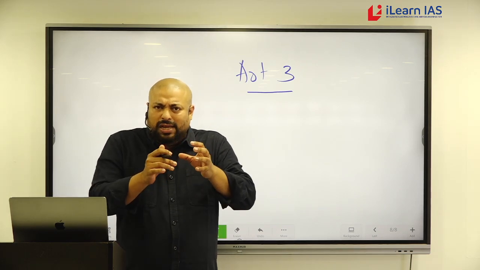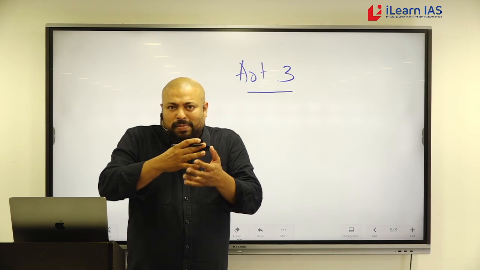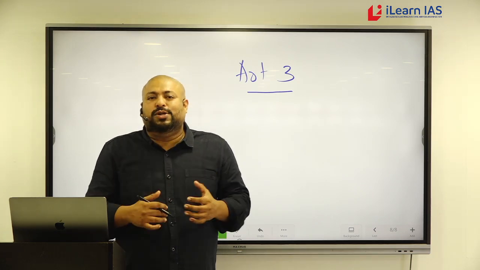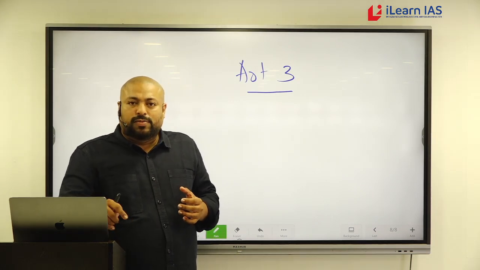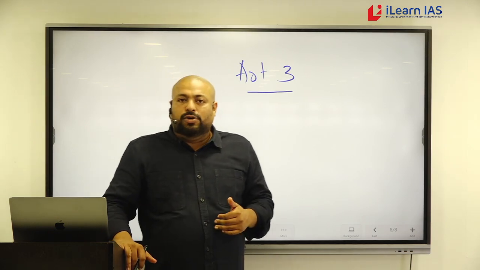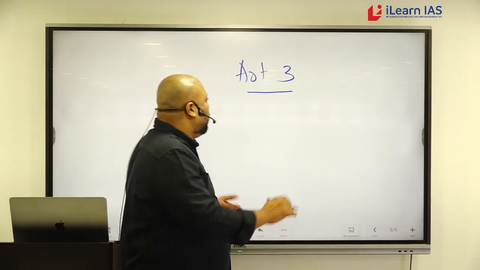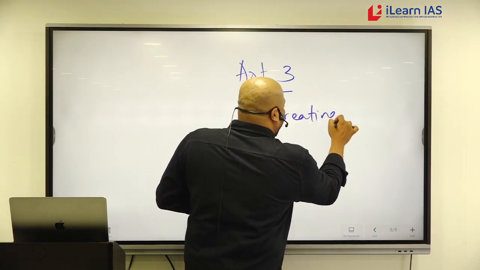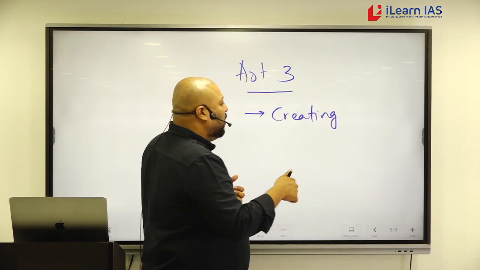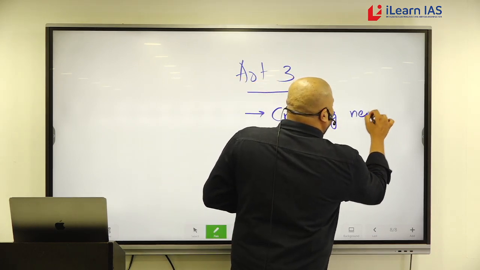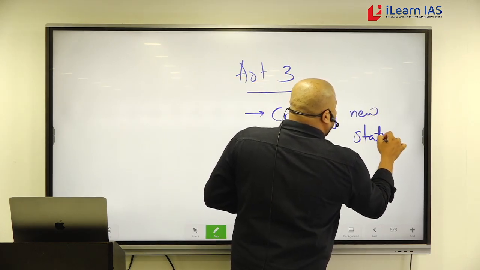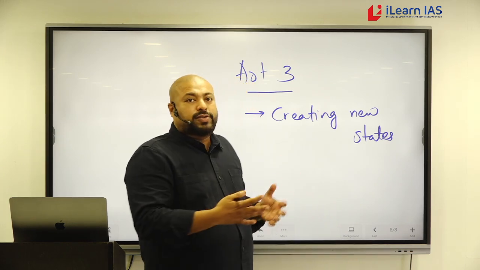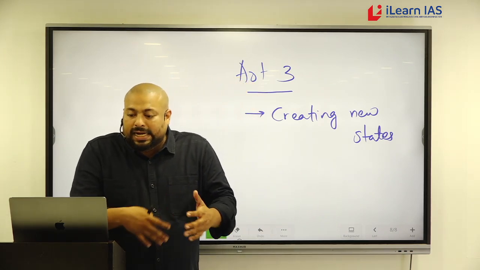Let's try to make this article more understandable to us. What does Article 3 talk about? Article 3 is actually talking about creating new states. So basically Article 3 is talking about creating new states and making changes within existing states. Okay, so creating new states. How are we going to create new states? We are going to create new states by making internal readjustments.